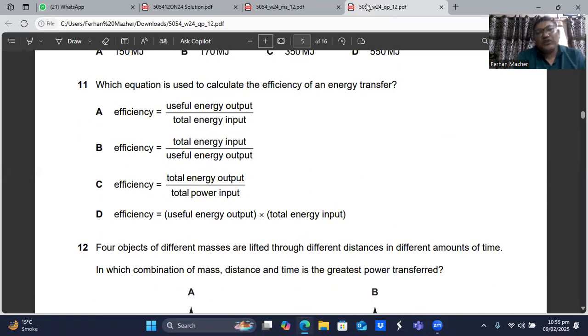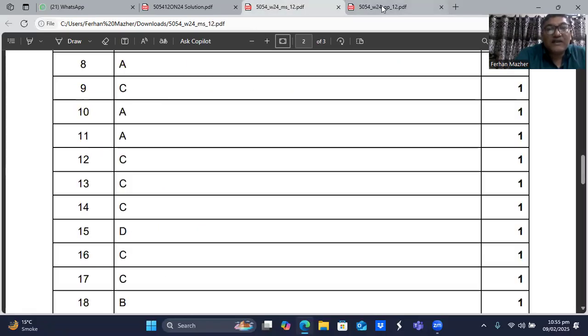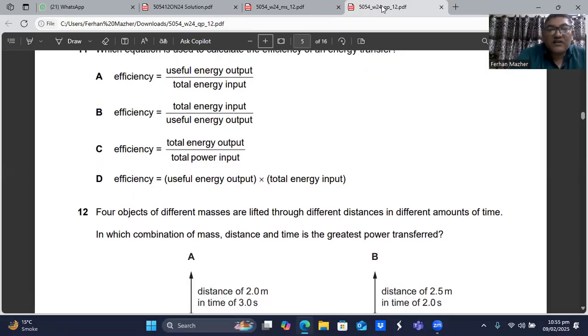So useful energy output divided by total energy input. A is a perfect answer, sir, and the rest of the answers are not right. Question number 11, we think A is a perfect answer. Question number 11, A is the right answer, sir.